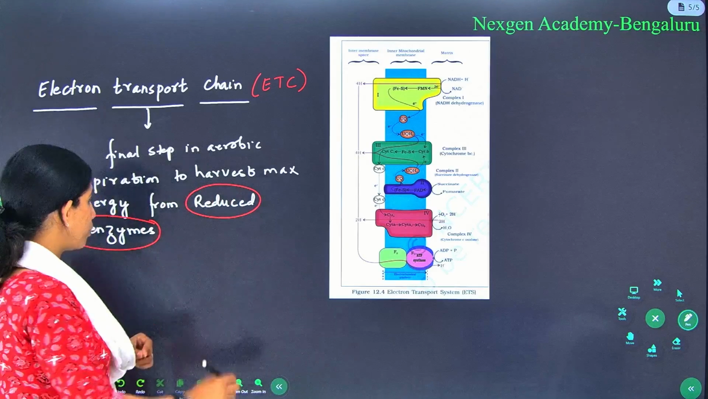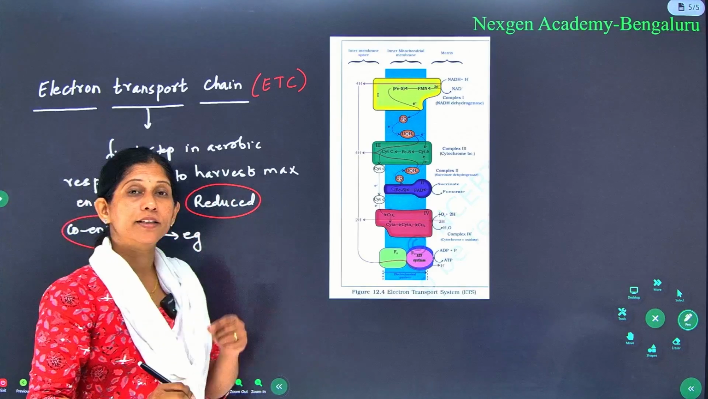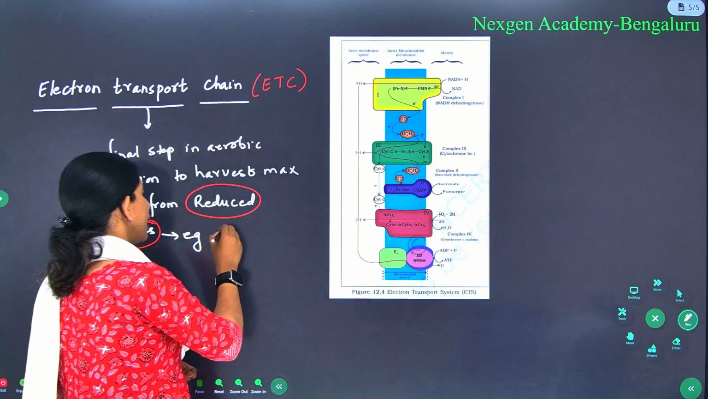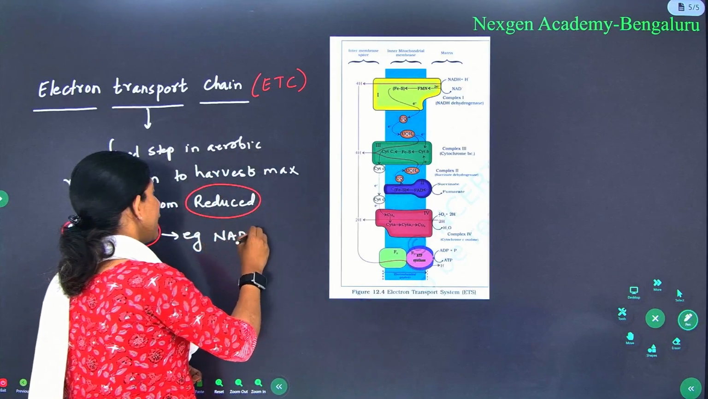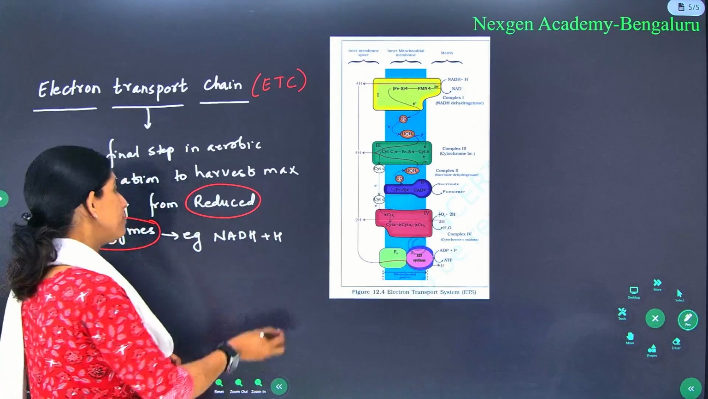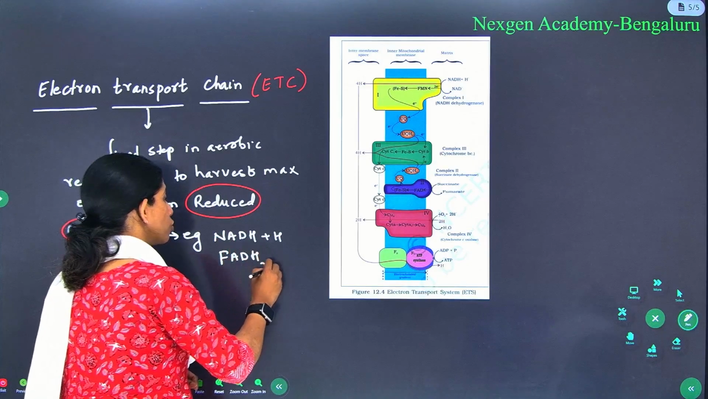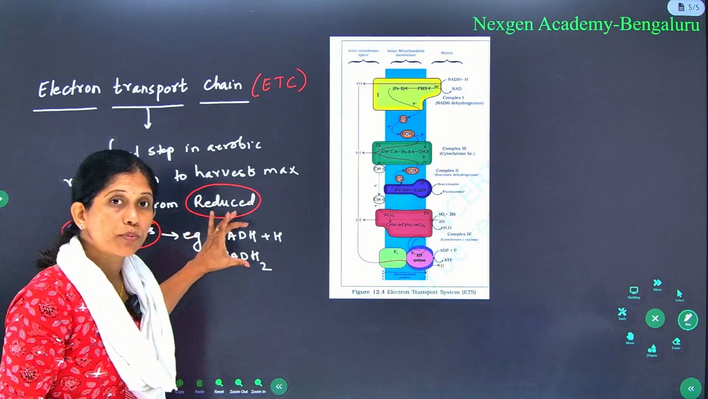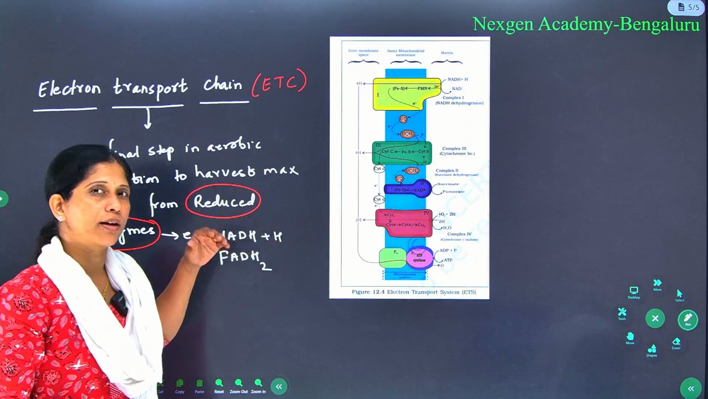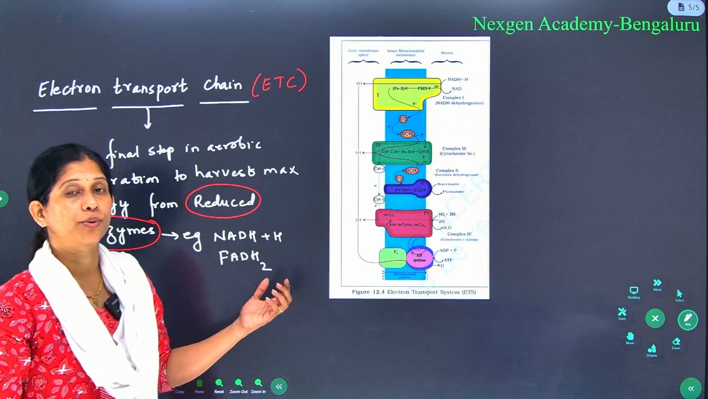I will tell you an example of a reduced coenzyme that is released during aerobic respiration, that is NADH plus H. This is one example of reduced coenzyme. Another example is FADH2, right? A lot of these molecules are released during glycolysis, during link reaction, as well as during Krebs cycle.